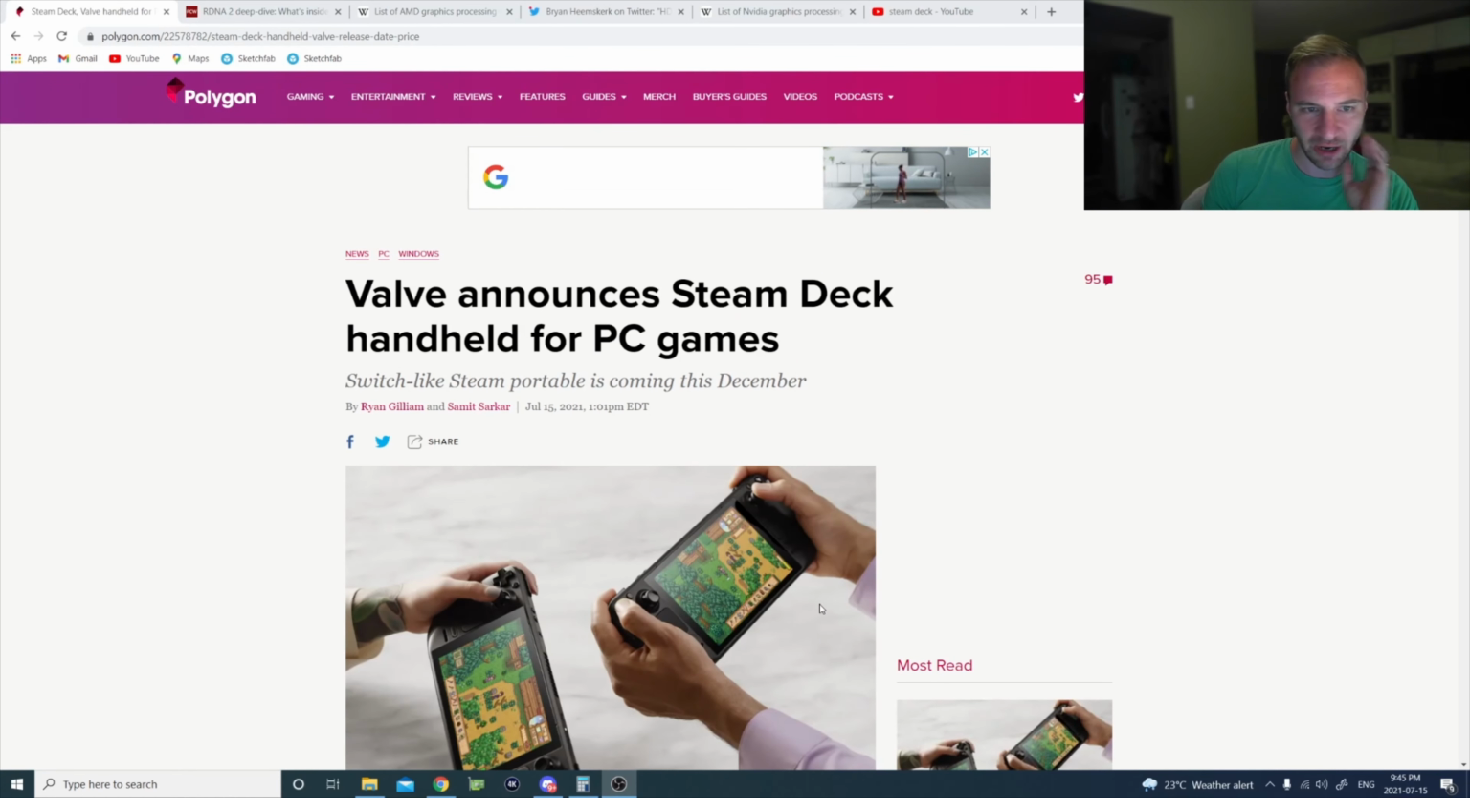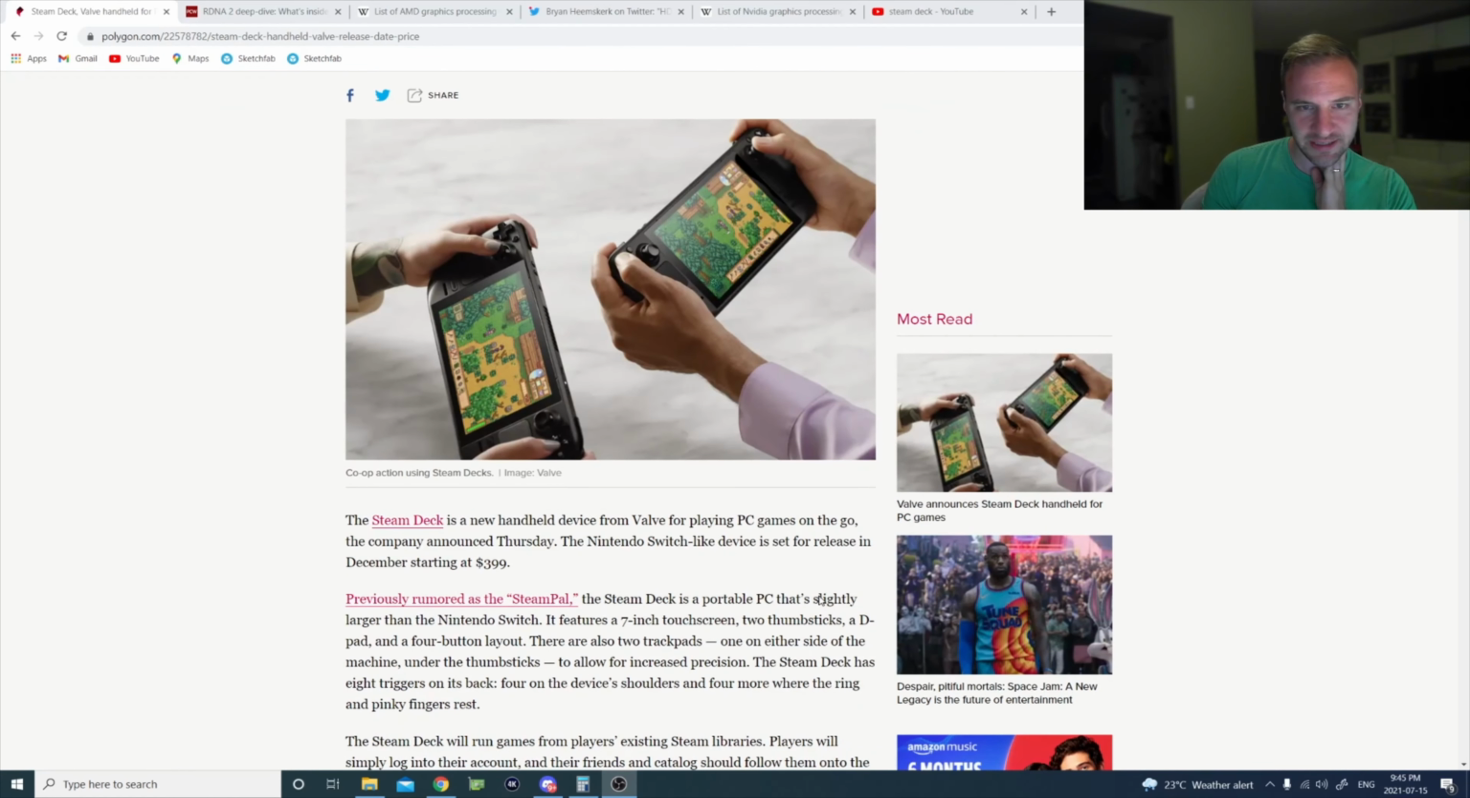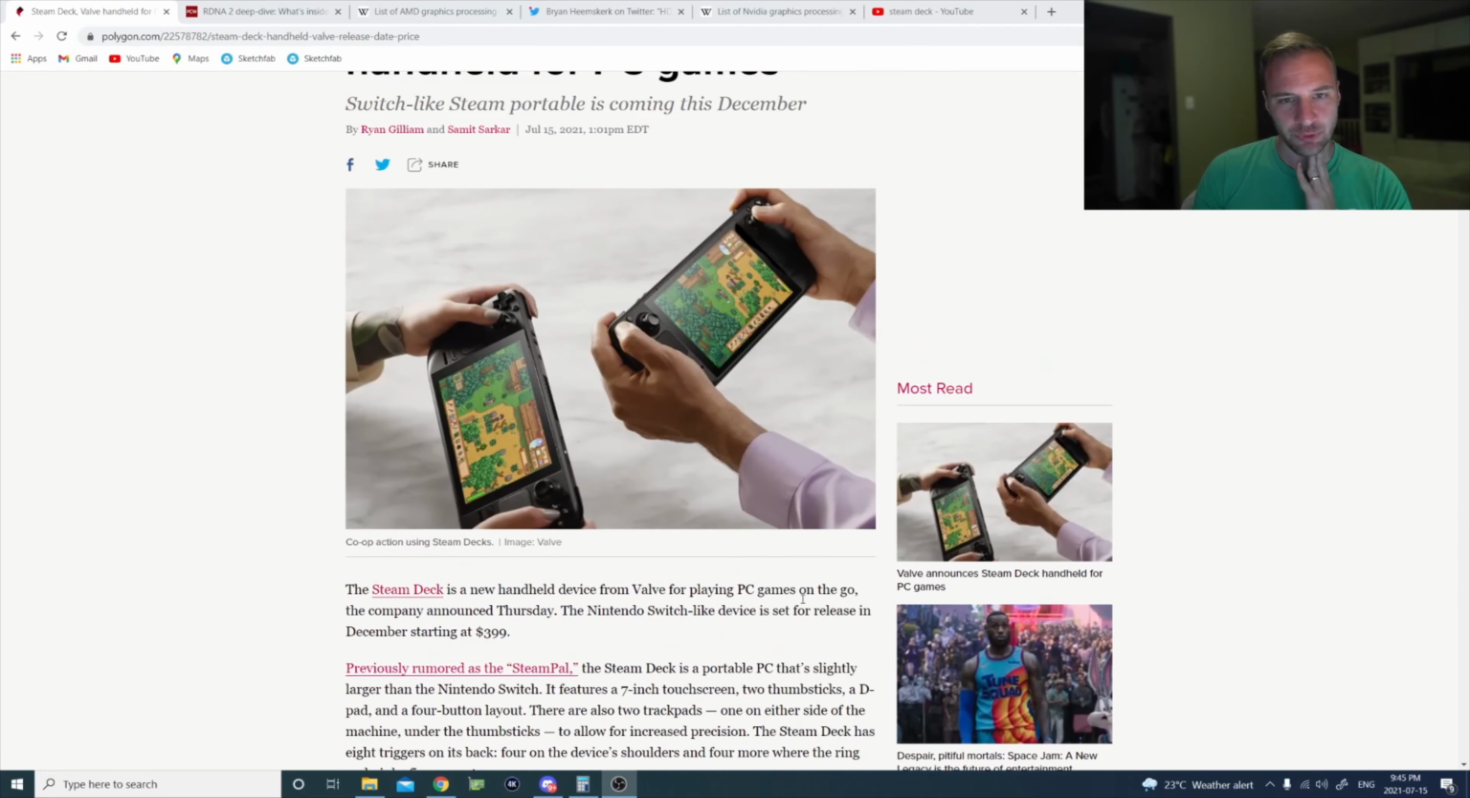We have Valve announces a Steam Deck handheld for PC games. So, going to be compatible with your entire Steam library. The most important thing to know is what's the hardware, what's it going to be able to run, what kind of issues. So I thought I would forecast that a little bit.